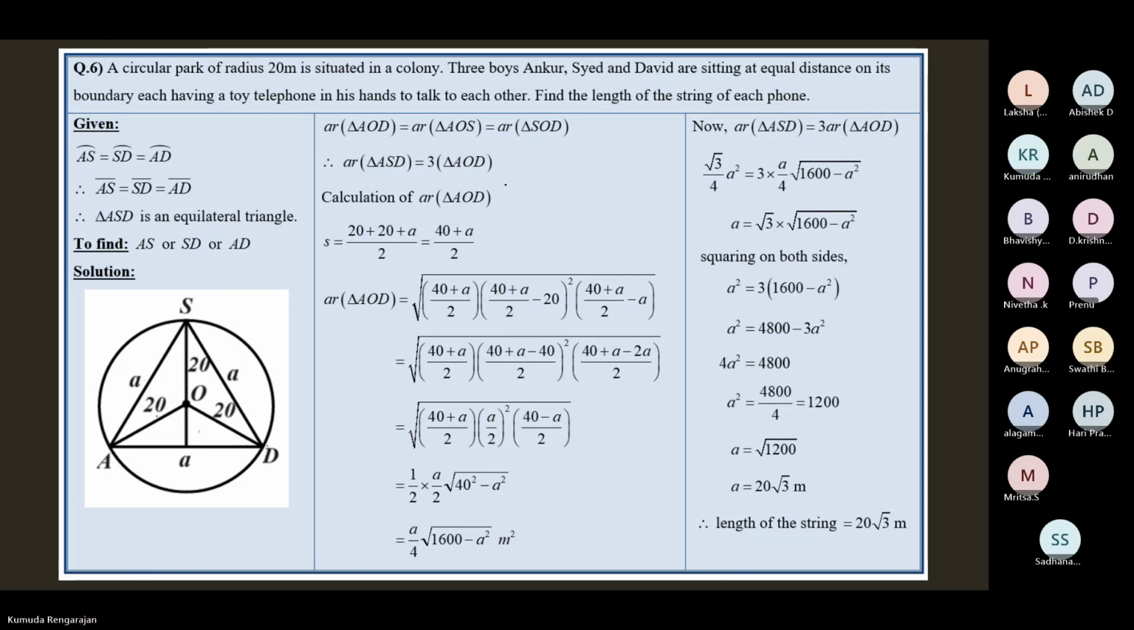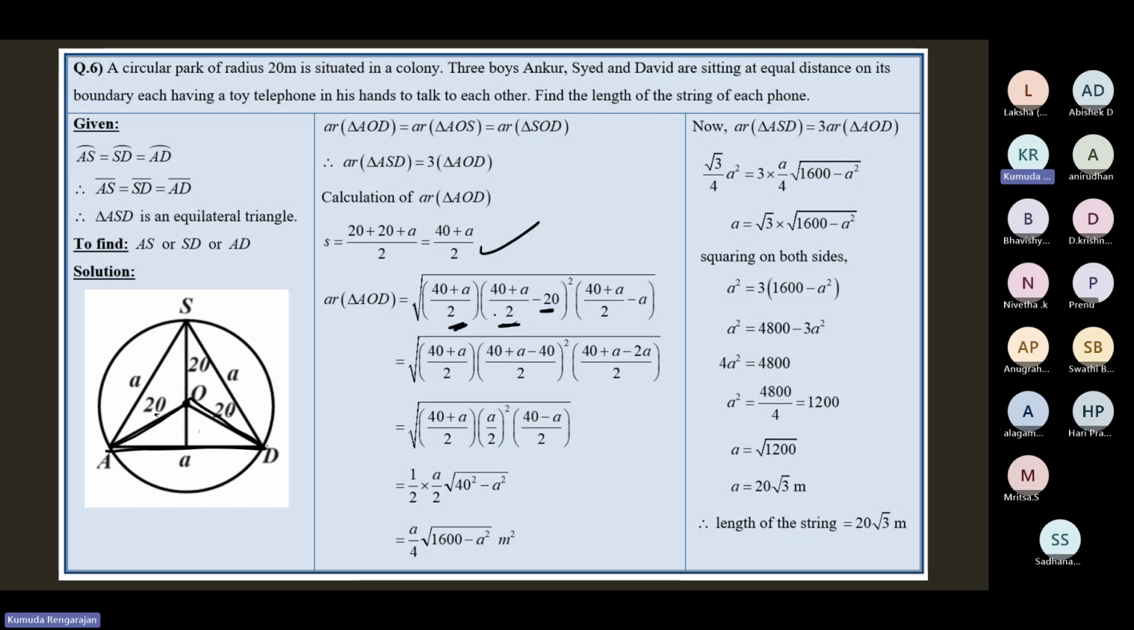Now the area of the whole triangle ASD we know is root 3 by 4 into A square. There's nothing to find there because the side is A. So the area of the whole triangle ASD is root 3 by 4 into A square. Now we'll find the area of this triangle AOD using Heron's formula. So the semi-perimeter is 20 plus 20 plus A by 2, so 40 plus A by 2. Area is equal to root of S into S minus A into S minus B. Again, you'll get the same thing, right?